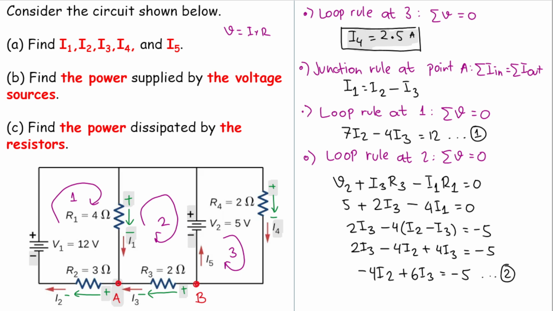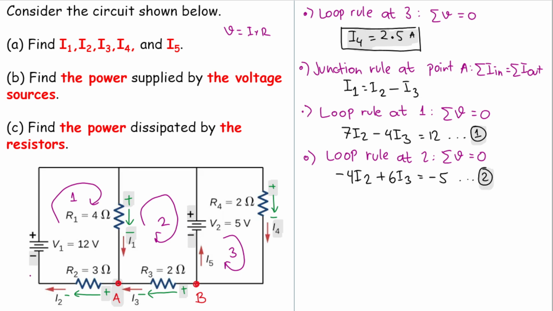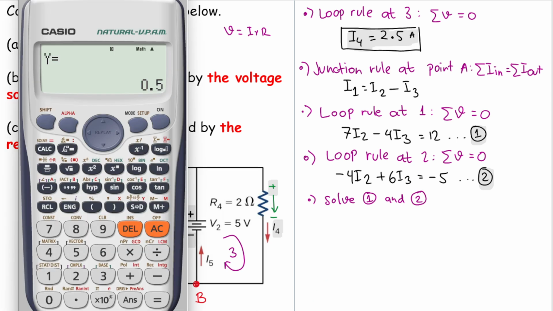And we need to solve equation number 1 and number 2. Okay, let's clean this up first. Okay, now we need to solve 1 and 2 to get I2 and I3. And I will use a calculator to do that, because it is the fastest way to solve an equation. So let's set this up. Equation solver is number 5. Two variables is number 1.